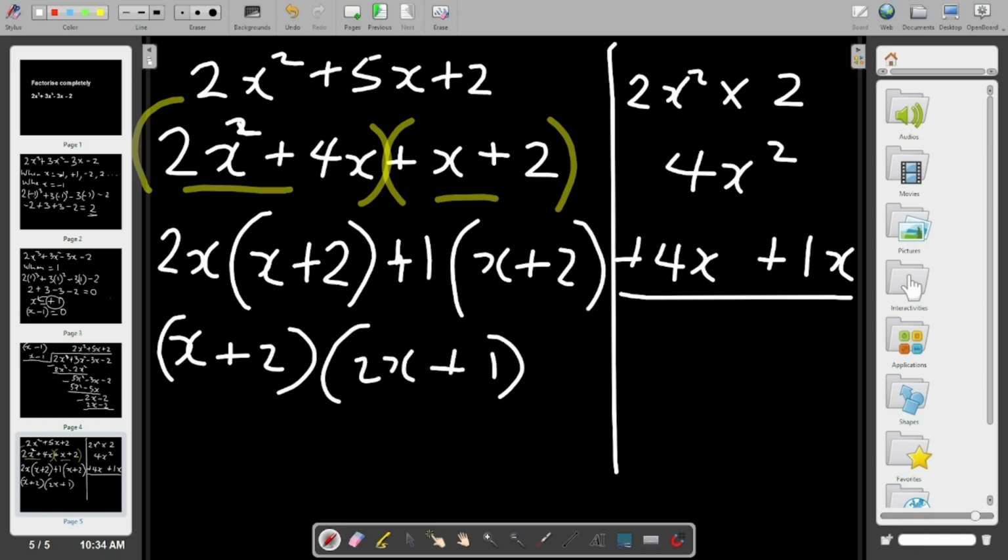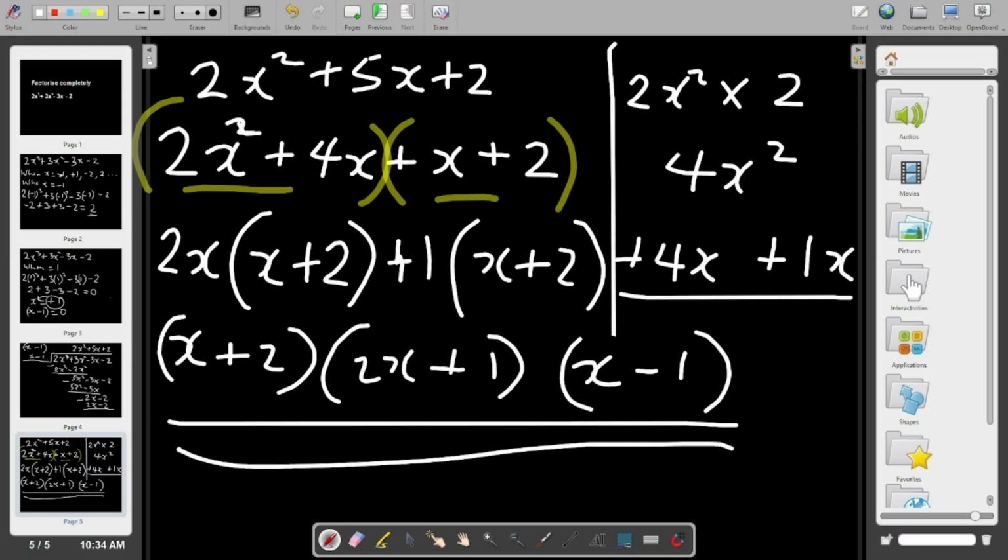Now, we have this. Remember, we got this value earlier on. The one we got was x minus 1. So you can see that there are 3 factors now. We've factorized the cubic expression completely. Our answer is supposed to stop here.